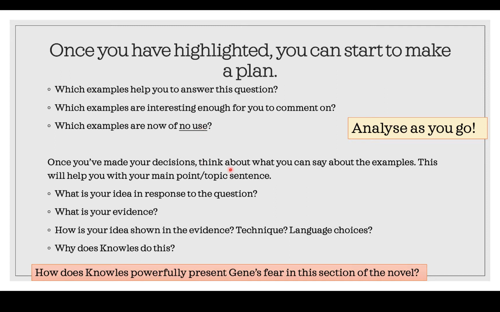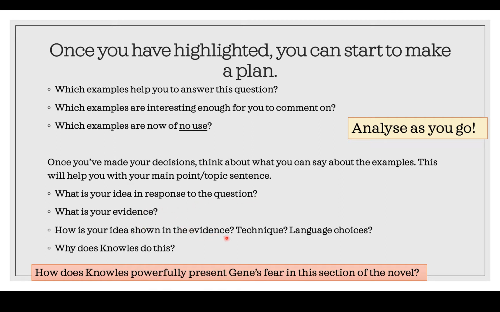Once you've made your decisions, then think about what you can say about the examples that you've chosen. You may already have notes from your first attempt at highlighting, so you may not need to make any more notes. But whatever you do say, remember that these notes will help you with your main points. You may say something that actually forms part of the topic sentence, and then all you're doing is filling in your example and analysing it. Think about your initial ideas in response to the question and Jean's fear. Your evidence obviously should support whatever you are saying.